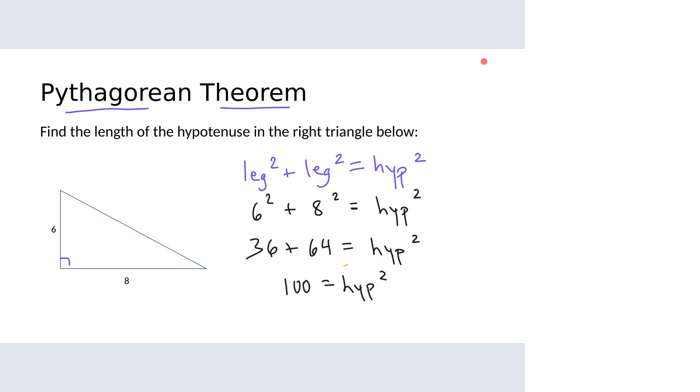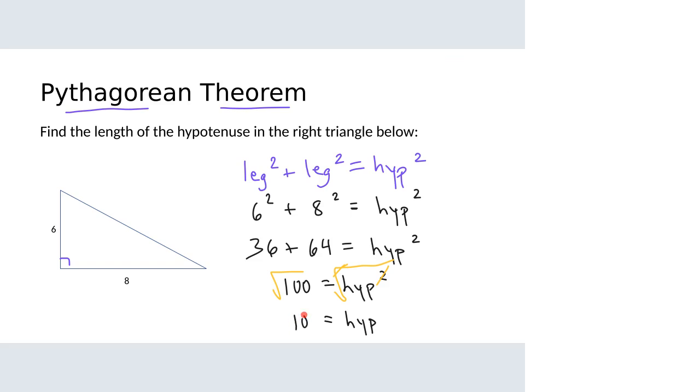Perfect, Zara. Thank you very much. We're going to take the square root of both sides. I'm going to take the square root on the right-hand side because square rooting cancels out squaring. So I'm going to take the square root on the right, and that's going to leave me with just hypotenuse. And if I take the square root of the right, we're going to take the square root of the left, and the square root of 100 is 10.